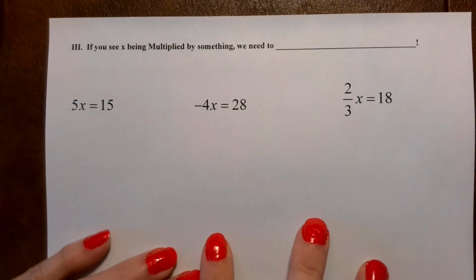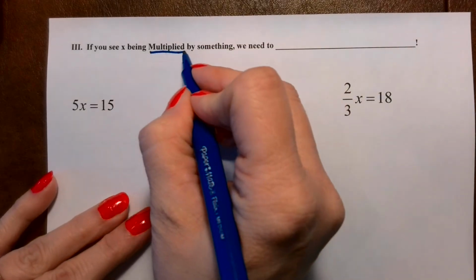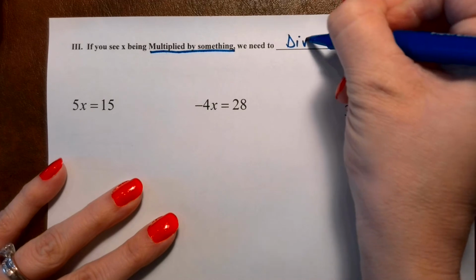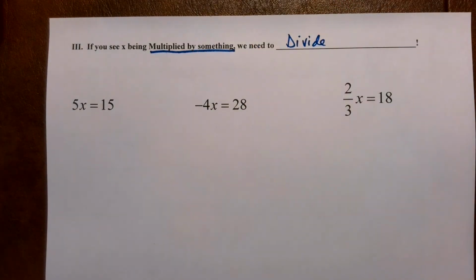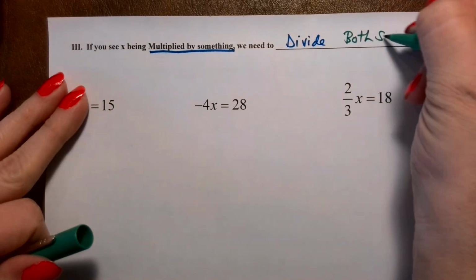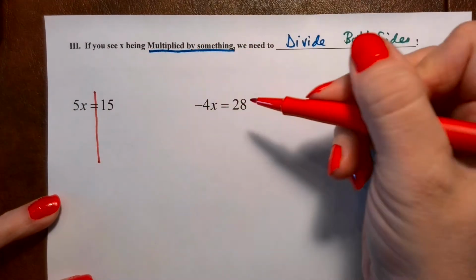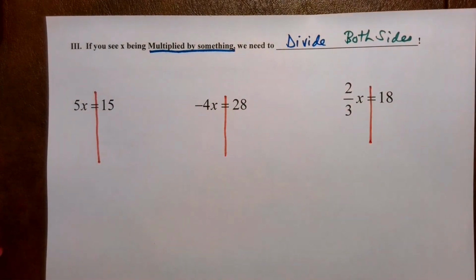Okay, Math 1. Now we're going to talk about if you see x being multiplied by something, we need to divide by something. And where do we divide? We divide both sides. The first thing I'm going to do is put a line down the equation right on top of the equal sign to form the two sides.